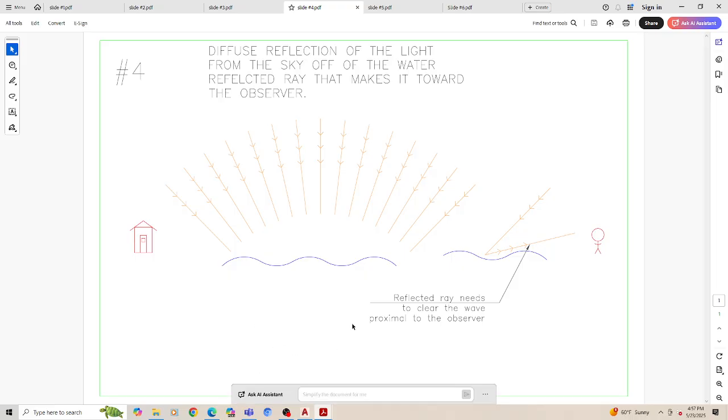Another factor is that when you have an undulating surface, you have competition for what is going to make it to the observer. This would be light from the sky, and there's a heck of a lot more light coming from the sky than there is from the house. These lights can find angles off of the surface to reflect backwards towards the observer. Okay, the reflected rays will need to clear the height of the wave preceding it, which again will make sense later on down the line.